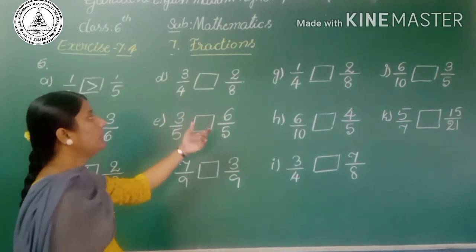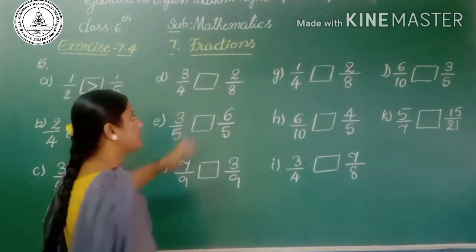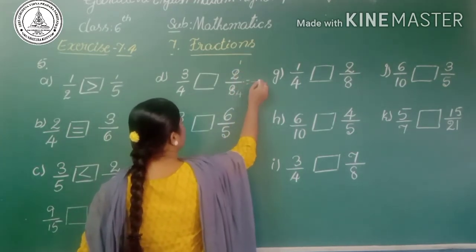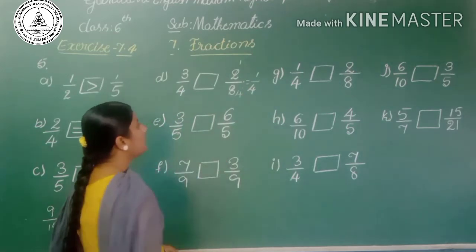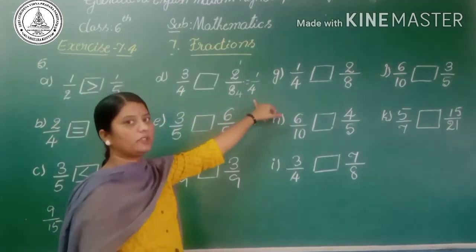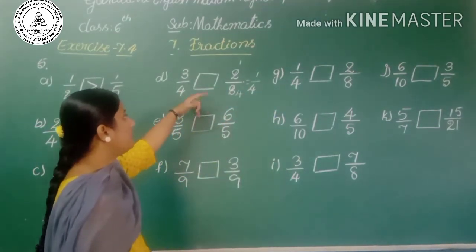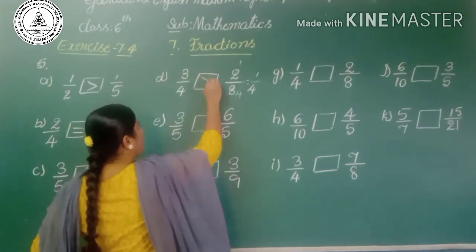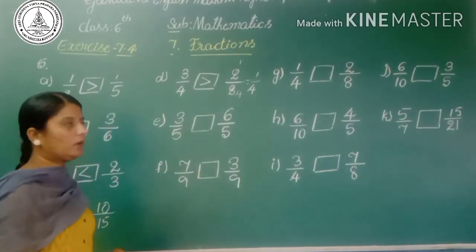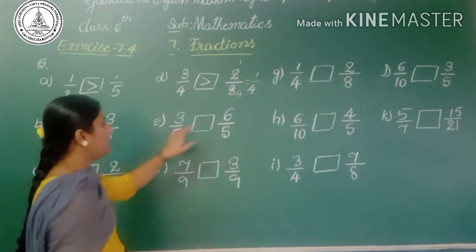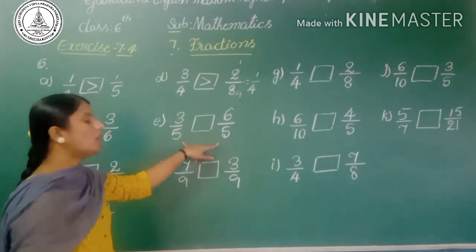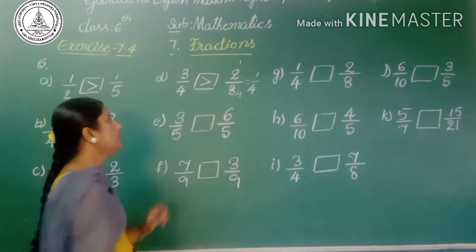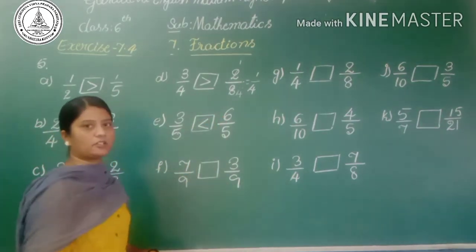So what we have to do is simplify this fraction. How can we simplify? 2 ones are 2, 2 fours are 8, which means it equals 1 by 4. Now compare 4 and 4. These two are like fractions, so 3 by 4 has the greater numerator and is the greater fraction. Okay. Then next, 3 by 5 and 6 by 5. These two are like fractions. 6 by 5 has the greater numerator, so it is the greater fraction.